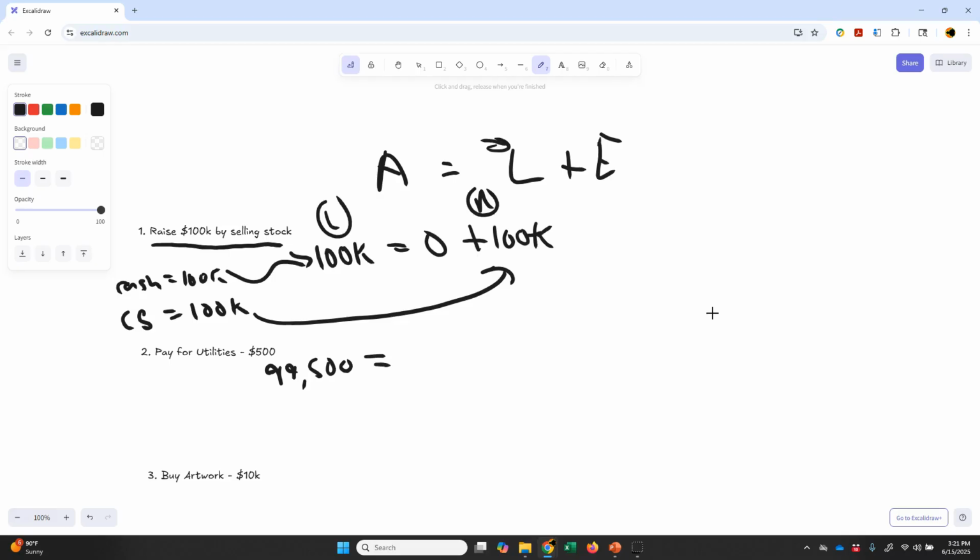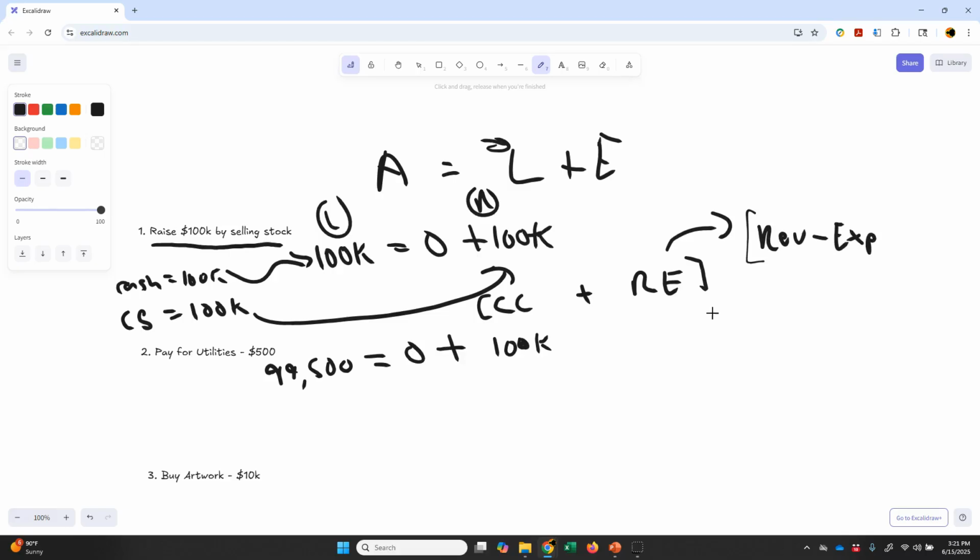So what's gonna happen to the right side? We still haven't borrowed anything, and I'm gonna break this out. I'm gonna have contributed capital plus retained earnings. Remember, equity is these two components together. So I still have $100,000 that I originally sold in common stock as my contributed capital. Now, what is retained earnings? This is revenue minus expense minus dividends.